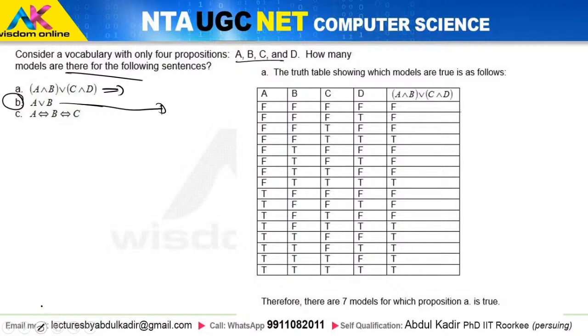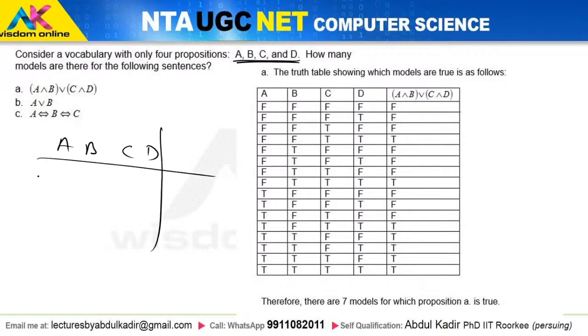See, there is a trick in this question. Now it is correct, so 3 is not the answer. There is a trick here. You missed the trick. The trick is that they have given you 4 variables, 4 propositions A, B, C, D.